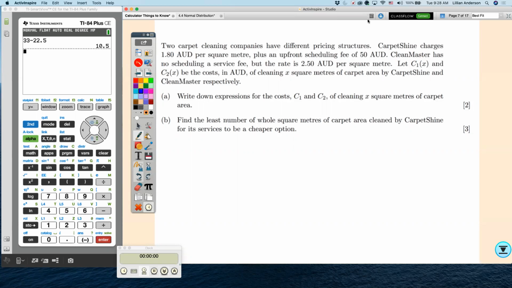2 carpet cleaner companies have different pricing structures. Carpet Shine charges 180 AUD per square meter, plus an upfront scheduling fee of 50 AUD. Cleanmaster has no scheduling or service fee, but a rate of 250 AUD per square meter. Let C1 and C2 be the cost in AUD of cleaning X square meters of carpet area by the 2 companies.